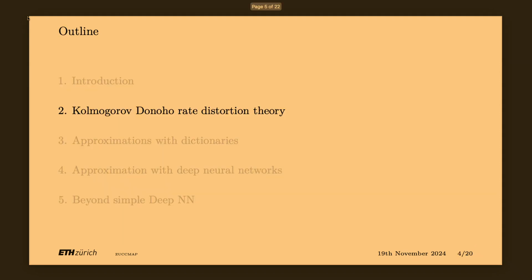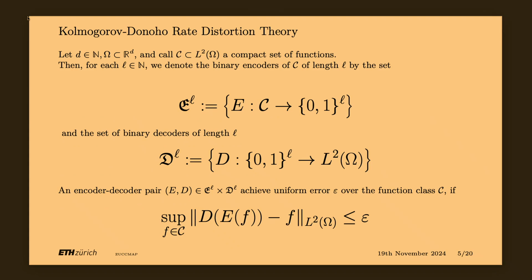Okay, now that we have fixed the definition of a neural network, we can start by introducing the Kolmogorov-Donoho rate-distortion theory, which will be the main tool that we will use to characterize those approximation limits. So let's fix a compact function class C, a subset of L2. For those of you that are unfamiliar with working with Lp spaces or compact function classes, just think of your favorite function class, a set of infinite functions, that do not behave too wildly, so it's easy to manage them.